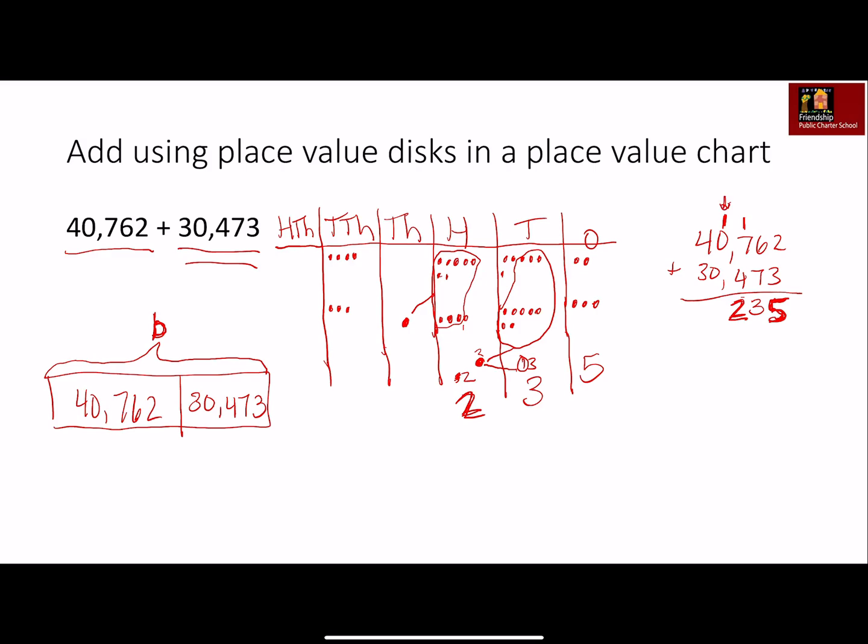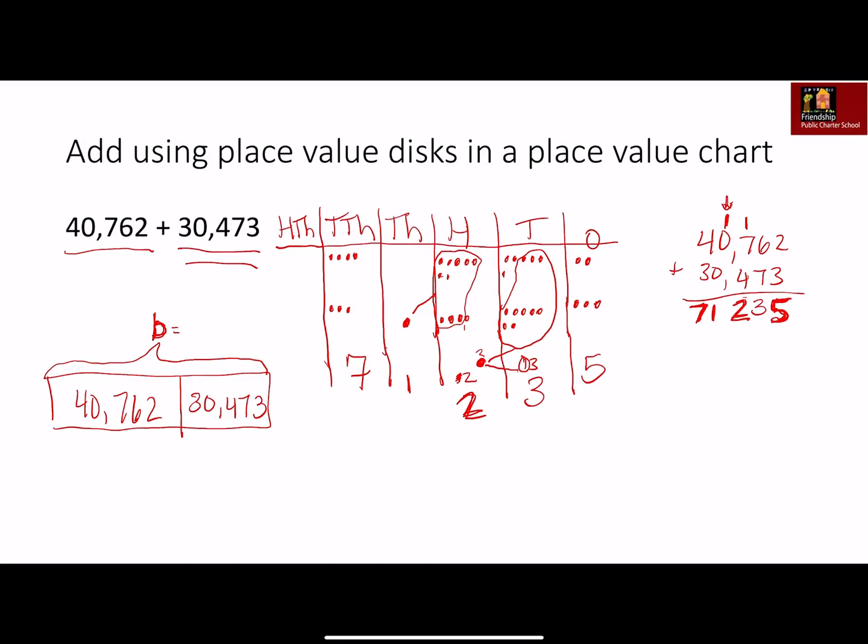Okay. Look at our thousands. We have 1,000, so let's go ahead and put 1 down, and then move to our 10,000s, and we see 4,000 plus 3,000 is 7,000. So I would put that 7 down in my 10,000s place. And what we recognize is that our sum or whole is 71,235. Okay, and I put that right next to my variable.